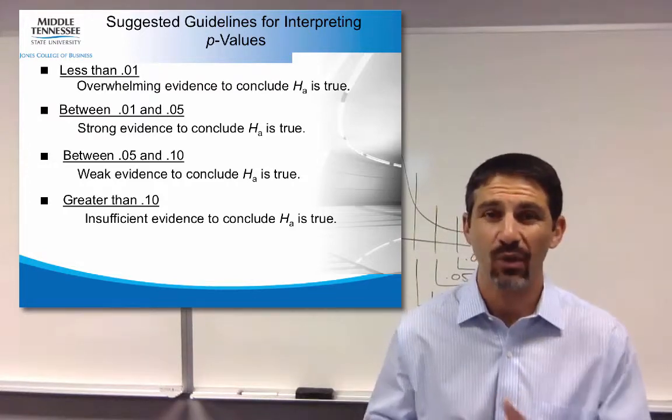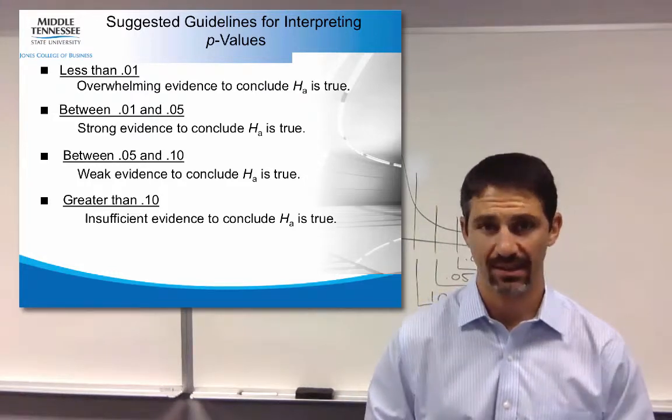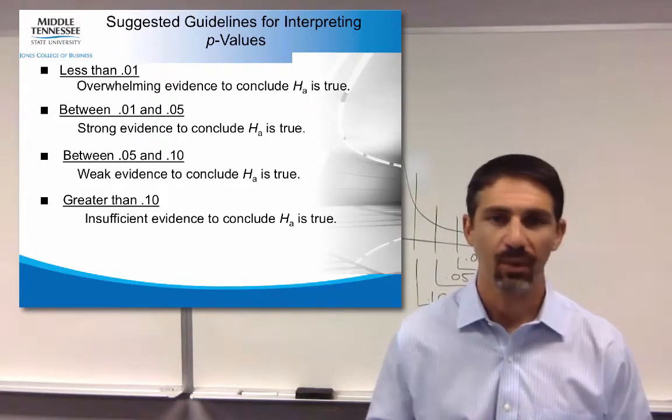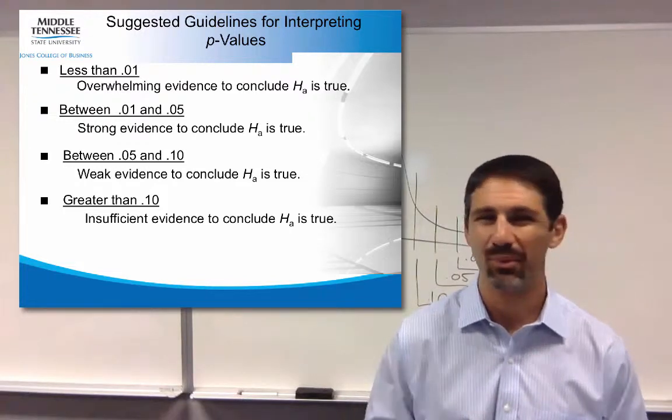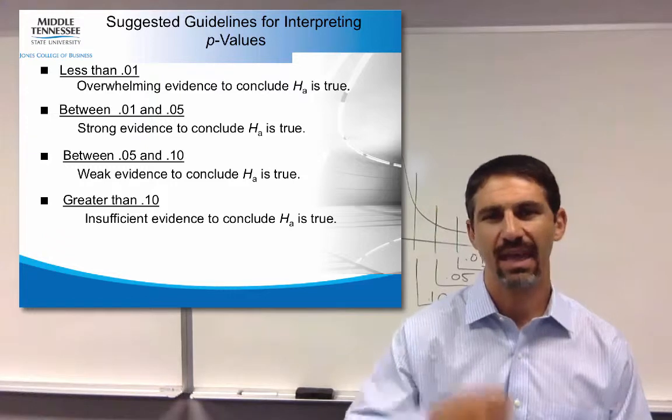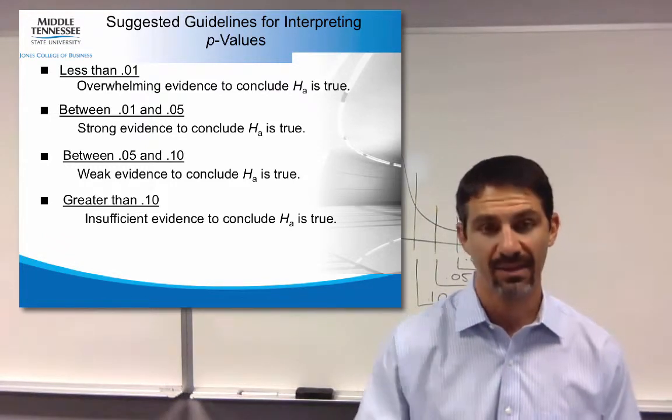So that's why I said before that 0.05 or less is strong or significant evidence. Between 0.05 and 0.1 is a little bit weaker, and then greater than 0.1 you say there's just not enough data to tell me that there's a difference. And again, a difference would be similar to an alternate hypothesis.